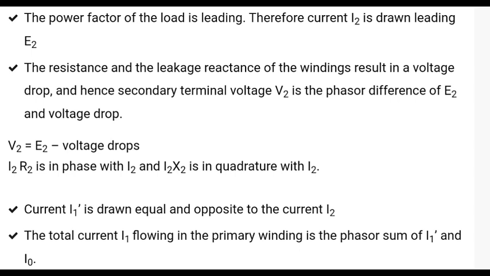The power factor of the load is leading, therefore current I2 is drawn leading E2. The resistance and the leakage reactance of the windings result in a voltage drop, and hence the secondary terminal voltage V2 is the phasor difference of E2 and the voltage drop. V2 is equal to E2 minus the voltage drop. I2R2 is in phase with I2, and I2X2 is in quadrature with I2. The current I1' is drawn equal and opposite to the current I2. The total current I1 flowing in the primary winding is the phasor sum of I1' and I0.